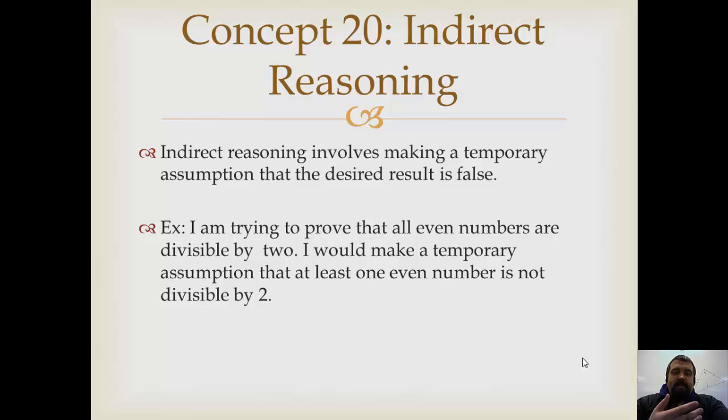Well, if I'm trying to prove this and I'm stuck, sometimes I'll try to come up with an indirect reasoning, and I'm going to assume that the conclusion is false. So in this case, I would make a temporary assumption that at least one even number is not divisible by 2. If I could prove that this here is false, it'd be the same as proving that this here is true.